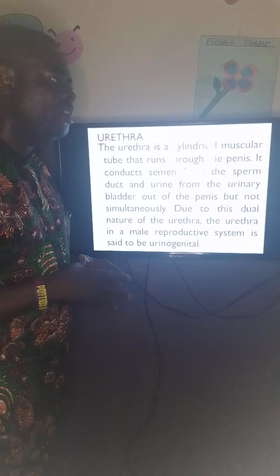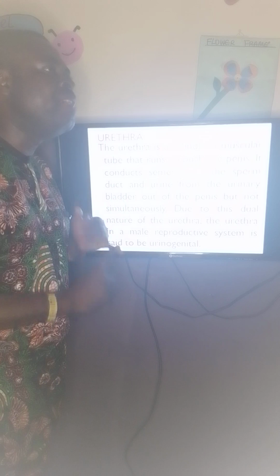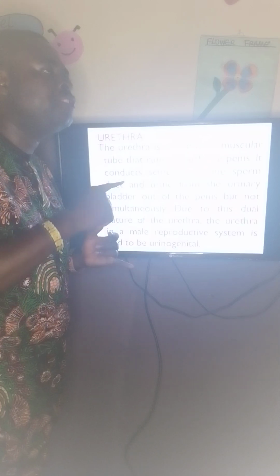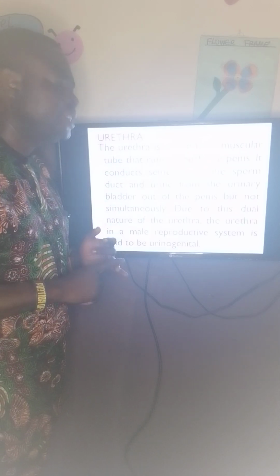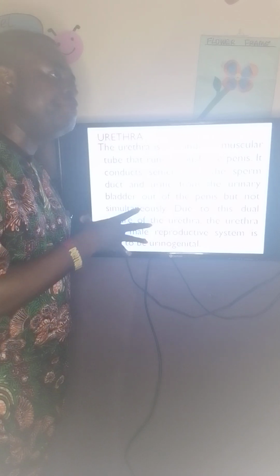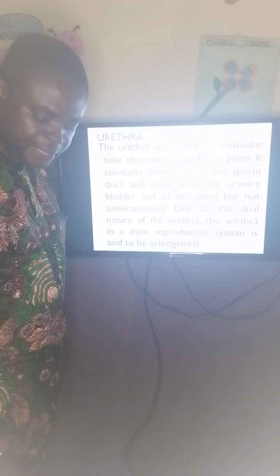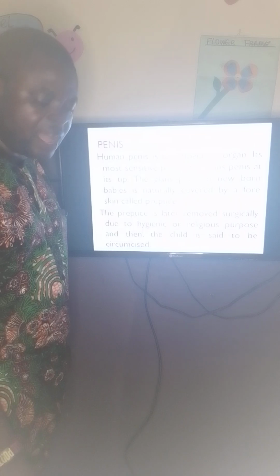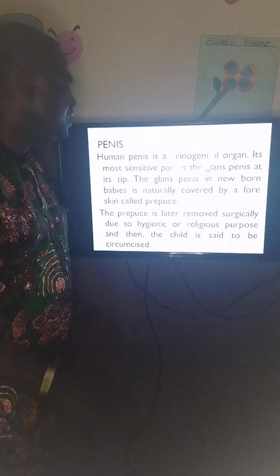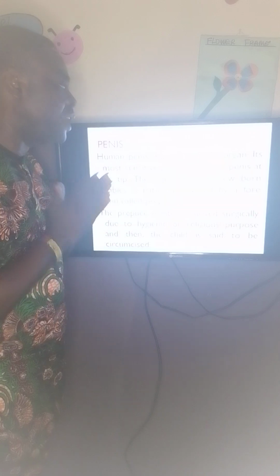They cannot mix. But because the urethra of the male reproductive system conducts both sperm and urine, it is said to be urinogenital. Genital means reproduction. Urino, conduction of urine. So one of the differences between the male and female reproductive systems in humans is that the urethra in the male is urinogenital and that of the female is not. Now we have the penis. The human penis is a urinogenital organ.